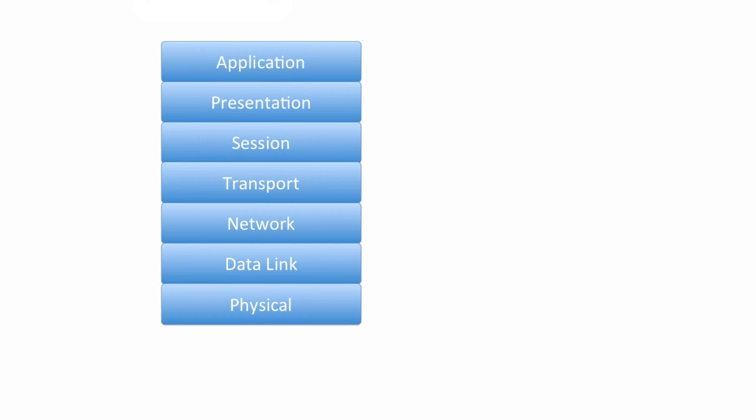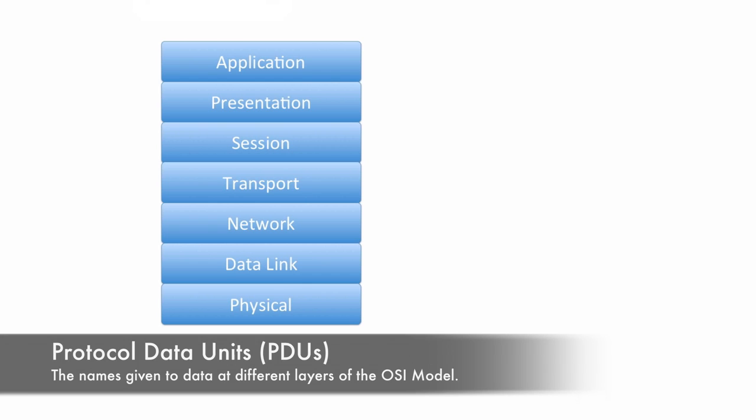Before we start to take a look at characteristics at each layer of the OSI model, we need to define some terminology. Specifically, how do we refer to data? What name do we give data at different layers of the OSI stack? These names are referred to as PDUs, Protocol Data Units.